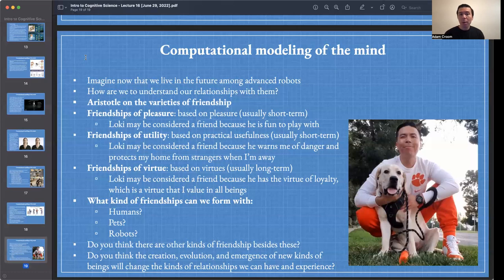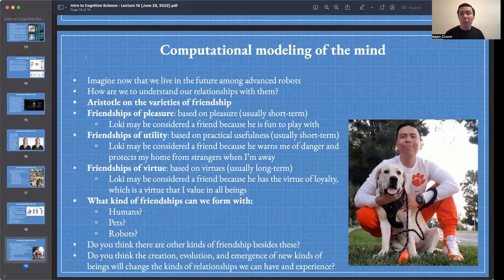So for example, friendships of pleasure, like we have many of these, right? They're based on pleasure and they're usually short term, right? Like you date someone for a little bit, you grow apart, or it's just casual, and then you date somebody else, right? And we usually have different short-term friendships based on pleasure. Okay? Even Loki may be considered a friend on the basis of pleasure because he is fun to play with, right? And so some people think of their pets in terms of friendships based on pleasure, okay?